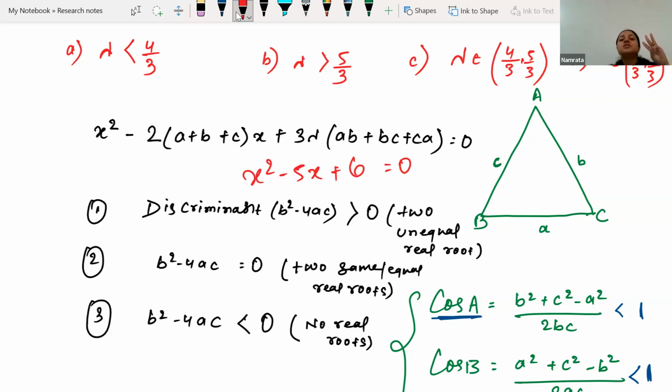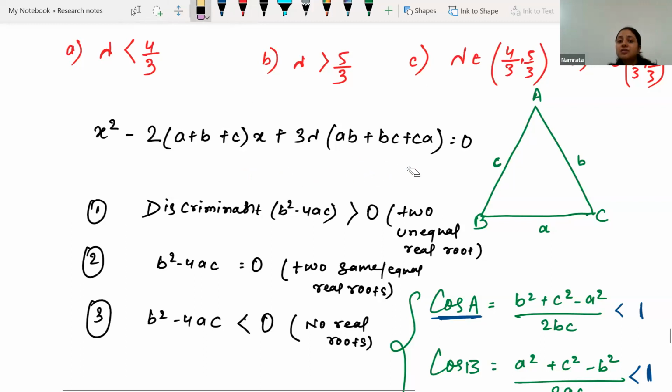So three rules are there which say just go and find b square minus 4ac, and if your b square minus 4ac is greater than 0, then you will be getting two real unequal roots. If your b square minus 4ac is equals to 0, then you will be getting two same real roots. And if your b square minus 4ac is smaller than 0, then you will be getting no real roots, that means imaginary roots. This is the concept. We are going to use it over here.